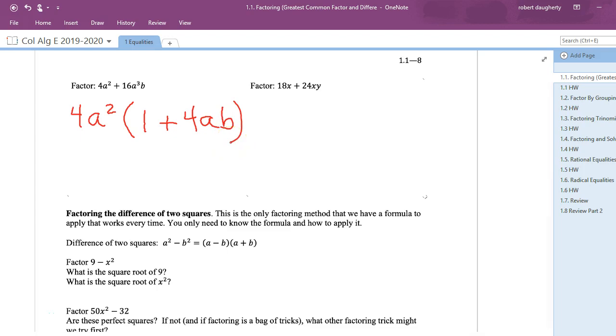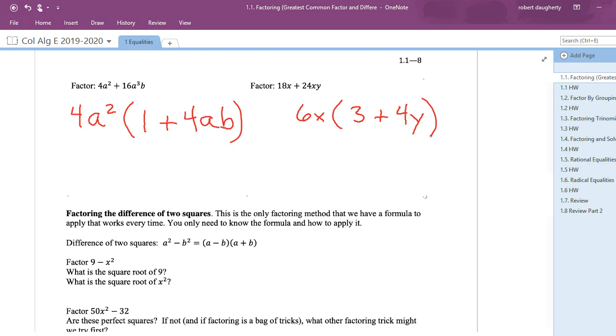And the last one here, 18 and 24, I think we're going to not get to this other method. What do 18 and 24 have in common? 6. So that's 6, and they have an x right there. And so what's left? What do I multiply 6x by to get 18x? 3 plus, what is it going to be, 4y. That's what we have there.